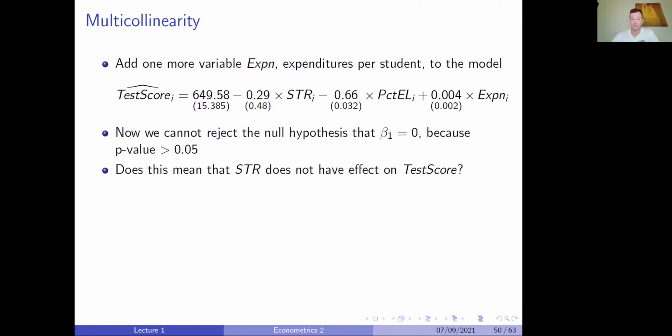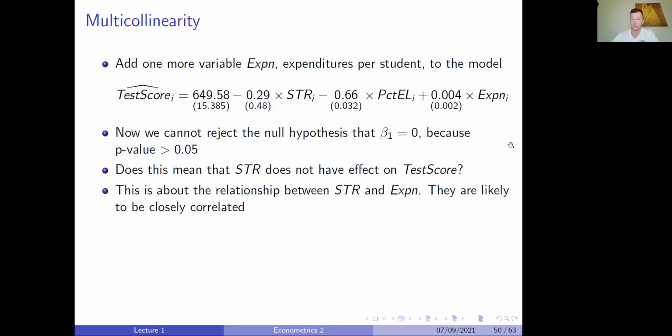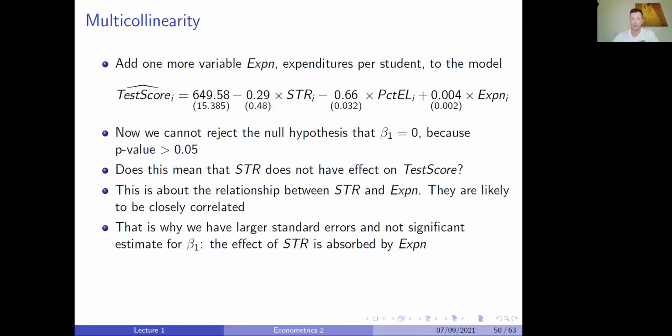So what happens? Does this mean the student-teacher ratio does not have effect on test scores after we control for the expenditures of a school? And look, let's think about the relationship between STR and expenditures. If a school has more teachers, this school spends more money because teachers must be paid salary. And in this case, we definitely see that STR and expenditures are correlated. They are closely related to each other. And this is called a problem of multicollinearity.